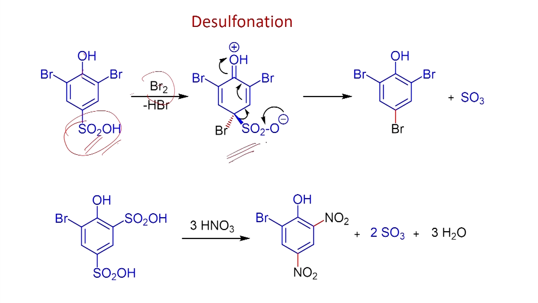Once you form this one, this can lose SO3. You can have this tribromophenol as the product. So addition, elimination, basically you have the aromatic electrophilic substitution product. In place of sulfonic acid, you are here having Br. This is another example. Through desulfonation, you can also introduce halogen into the aromatic ring.